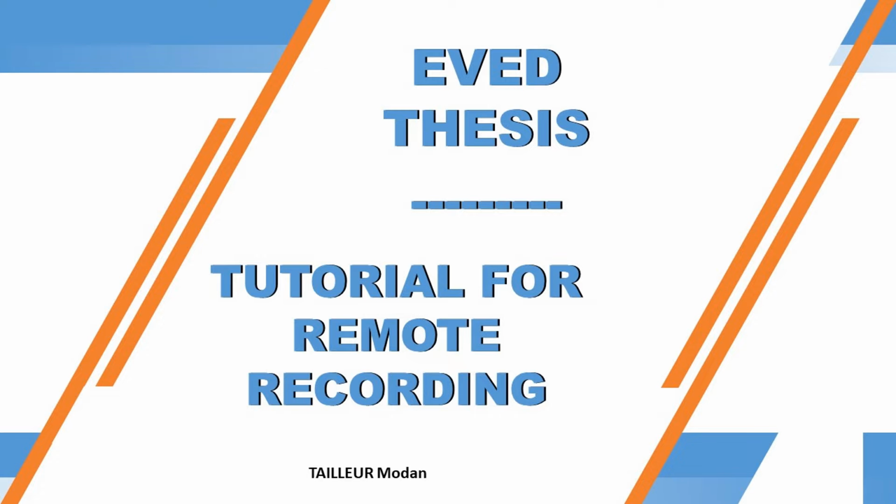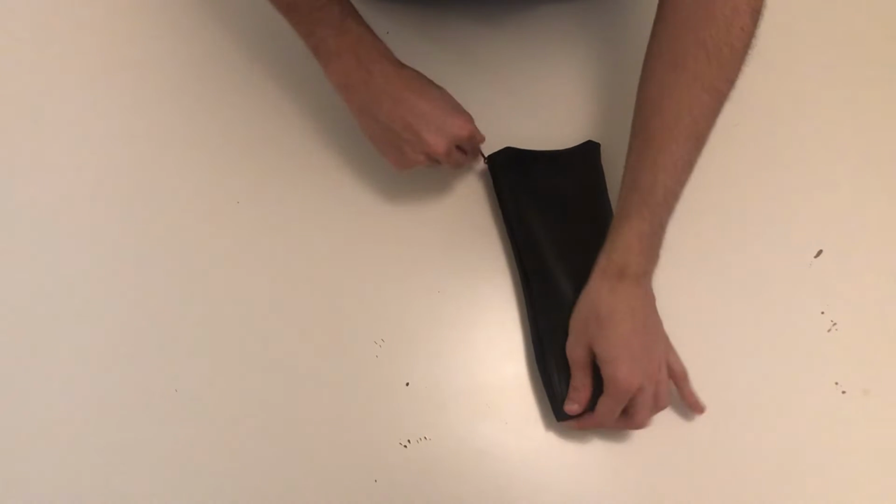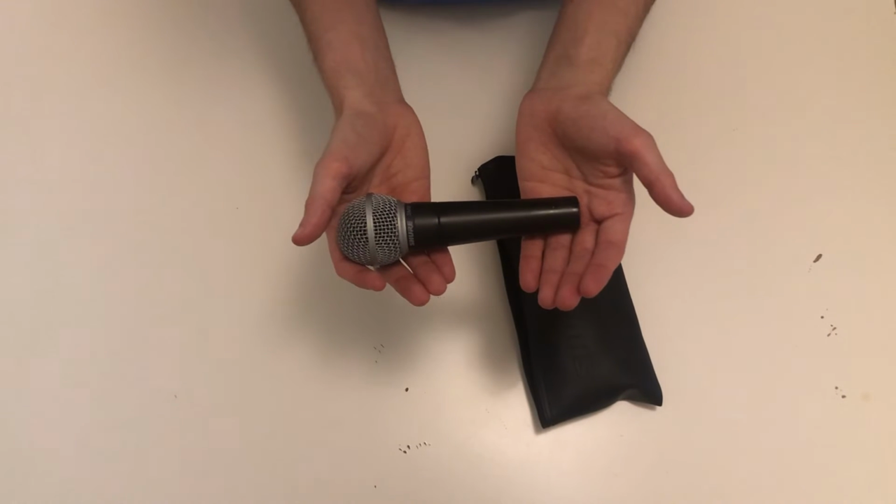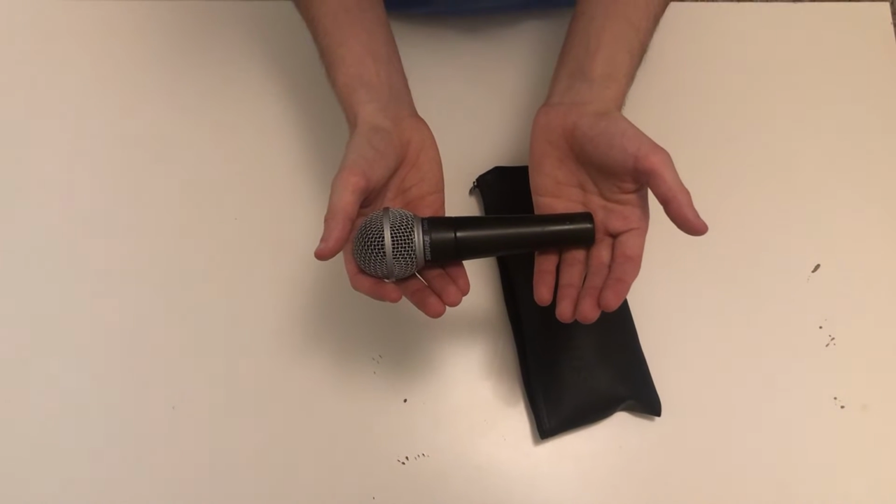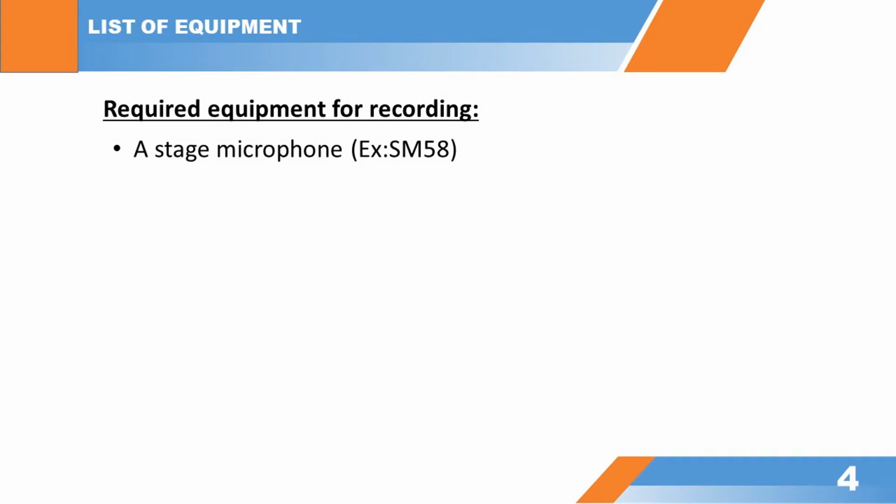You will need the following equipment. One stage microphone, for example this beautiful SM58. Why a stage microphone specifically? Well, my algorithm is meant to be used for live performances, so it makes more sense to use a stage microphone than a studio microphone. If you don't have a stage microphone, choose a good quality microphone. You can use a microphone stand if you have one and are used to using it on stage.